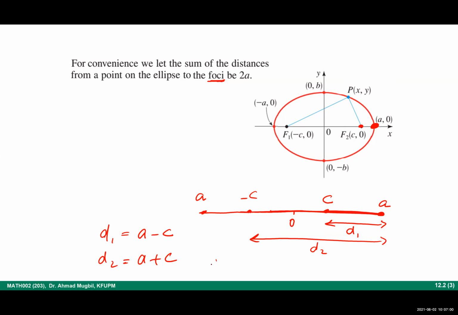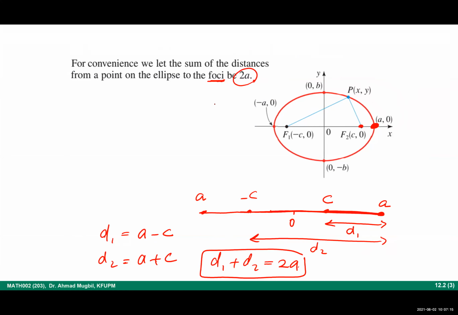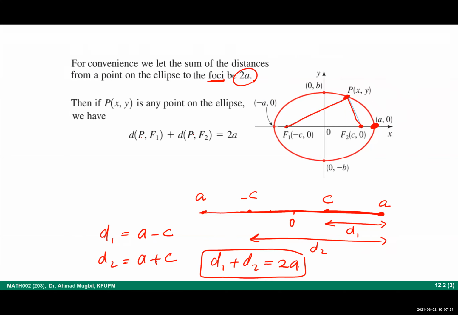Now when we add them, guys, D1 plus D2, what will happen? We add this one with this one, the C will go, and we will have 2A. So the constant we were asking about here, what is it? It is 2A. If I now calculate the distance from here to here and from here to here and I add them, I will get 2A.